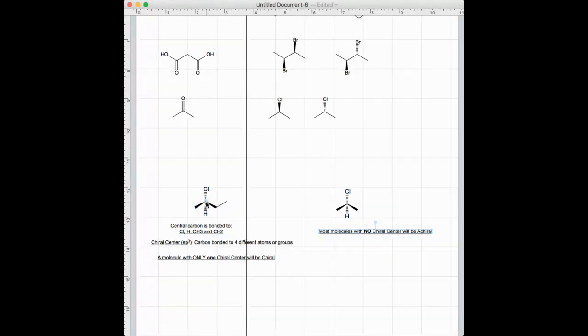Now, this carbon here is bonded to four different groups: chlorine, hydrogen, CH3, CH2. So because it has four different groups bonded to it, we call this carbon a chiral center. Okay? And the way to show chiral centers in organic chemistry is by means of using a star symbol.